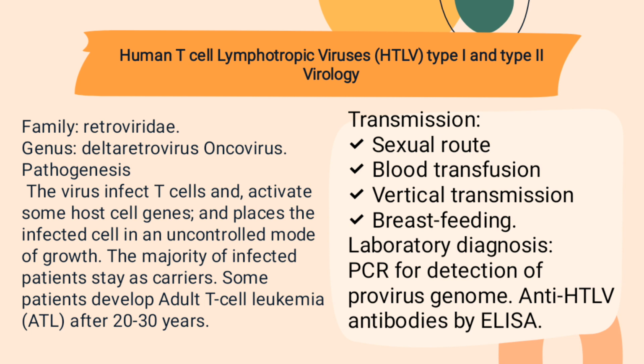For the human T-cell lymphotropic viruses, HTLV type 1 and type 2, virology: the family is Retroviridae, and the genus is Deltaretrovirus, an oncovirus. For the pathogenesis, the virus infects the cell and activates some host cell genes and places the infected cell in an uncontrolled mode of growth. The majority of infected patients stay as carriers. Some patients develop adult T-cell leukemia, or ATL, after 20 to 30 years.